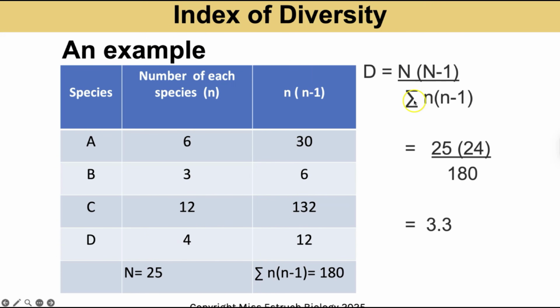And then the denominator is the sum of all of those. So you do have to work this out for every single species they give you in the table. Add that all together and that gives us 180. Then the numerator is the total number of individuals, which in this case is 25. So we do 25 times 25 minus 1, which is 25 times 24. And then that comes to 3.3 when we finish the rest of that equation.